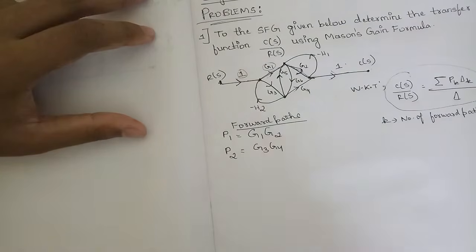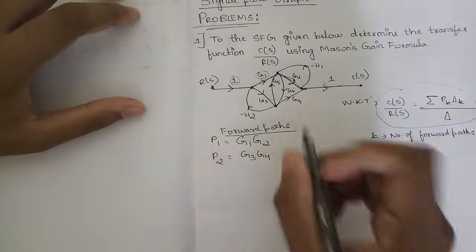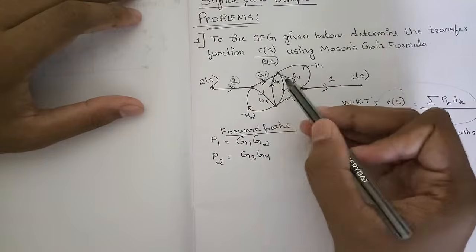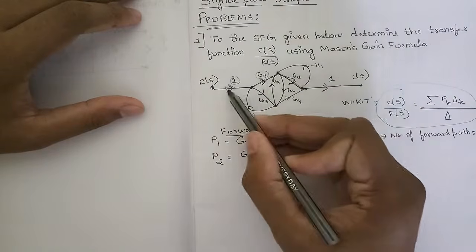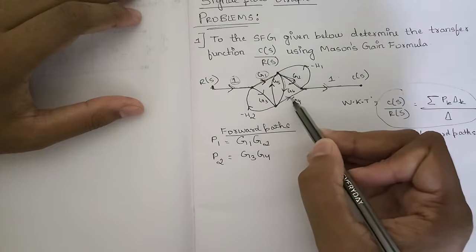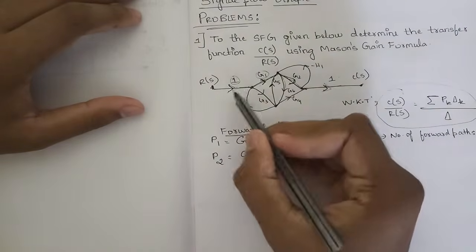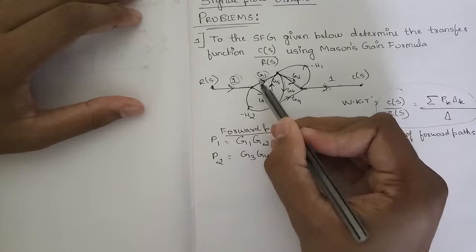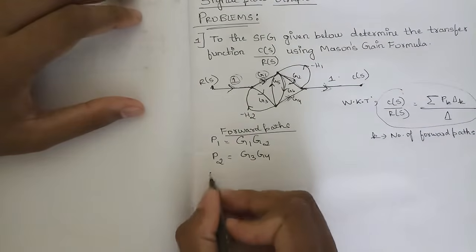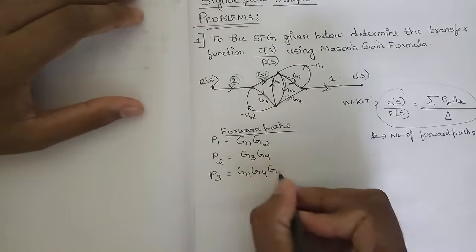We have one more forward path here, if you observe carefully, that is 1 into G1. We need to check the direction; it should be going in the same direction. 1 into G1 into G6 into G4 into 1 up to the output. So you can see that we have one more forward path, right? 1 G1 G6 G4 1. So our third forward path is G1 G4 G6, right?